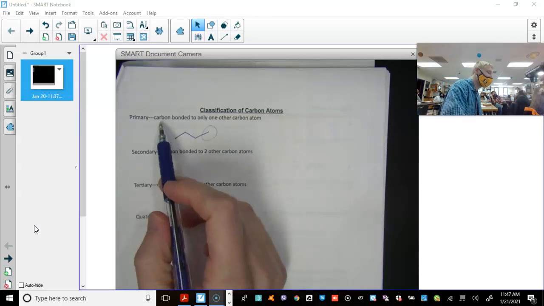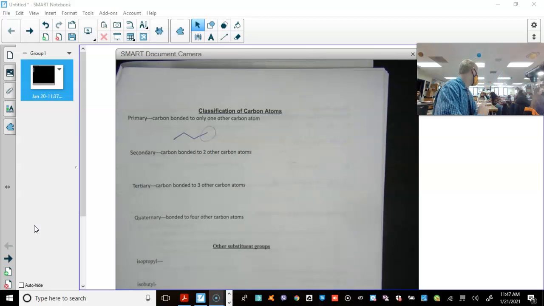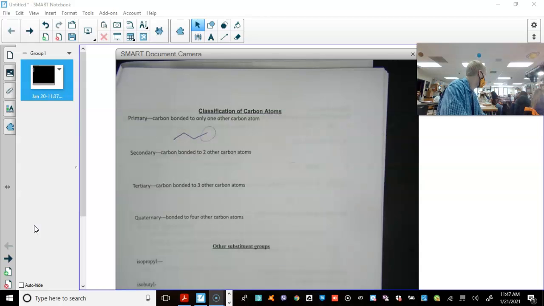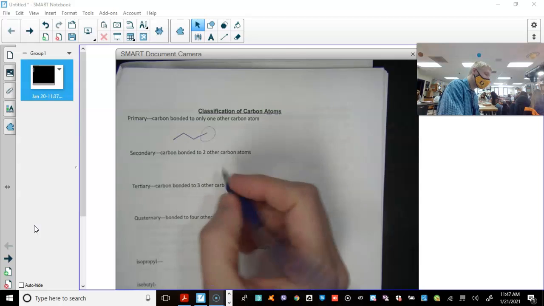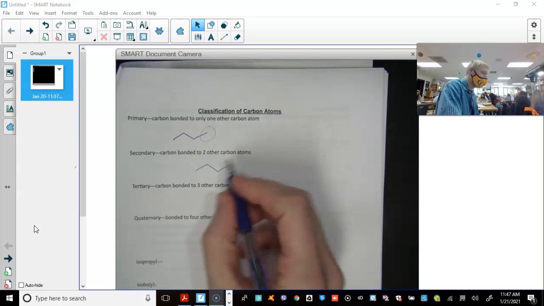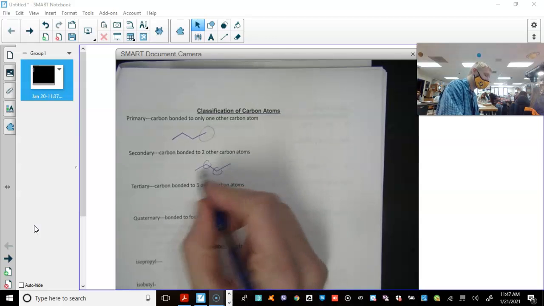Oh, it gives us a definition right there. Carbon bonded to only one other carbon atom. So that's probably a better definition. That carbon is bonded to just one other carbon atom. So it's the end carbons. A secondary carbon is going to be a carbon that's connected to 2 carbon atoms. 1, 2, 1, 2.